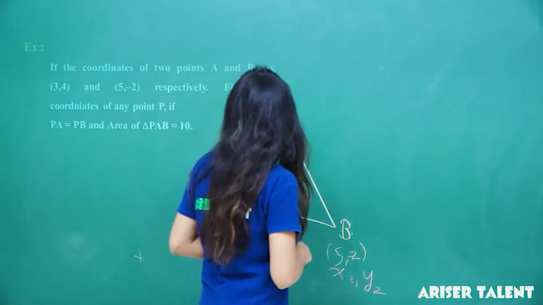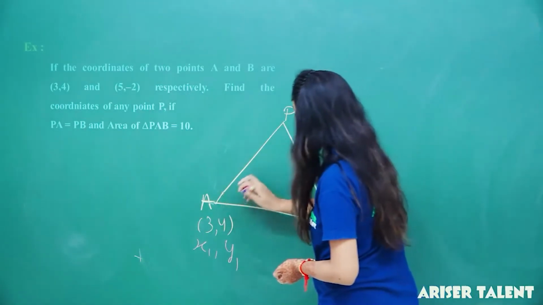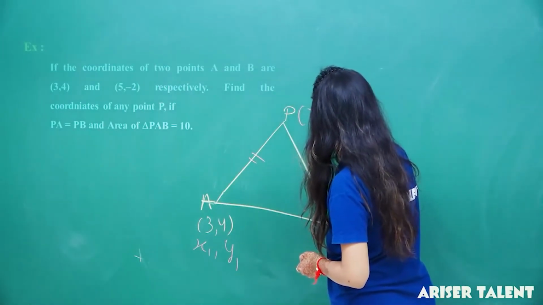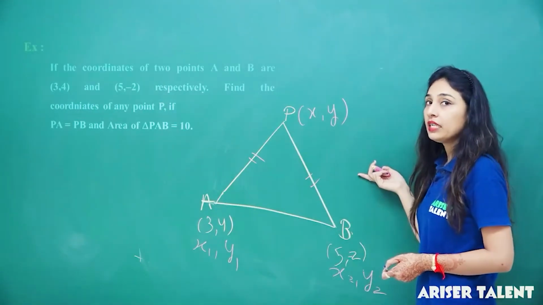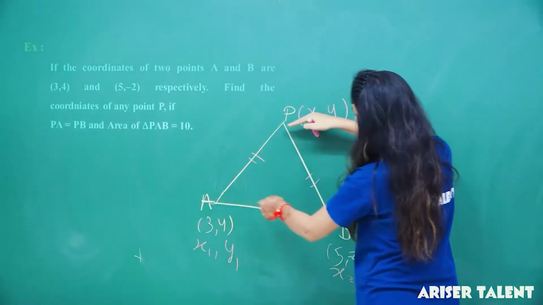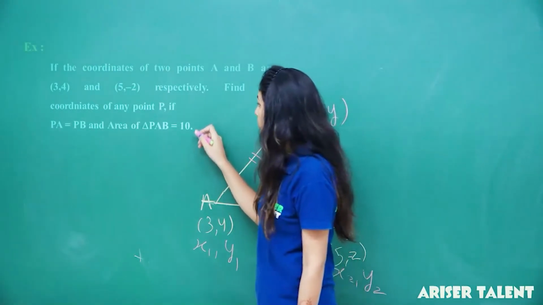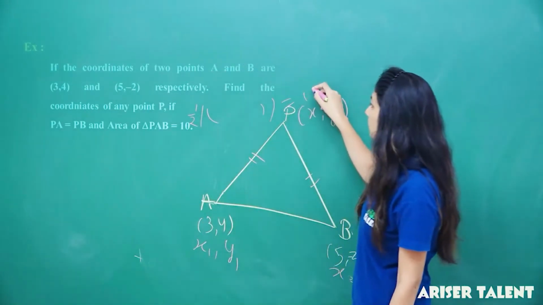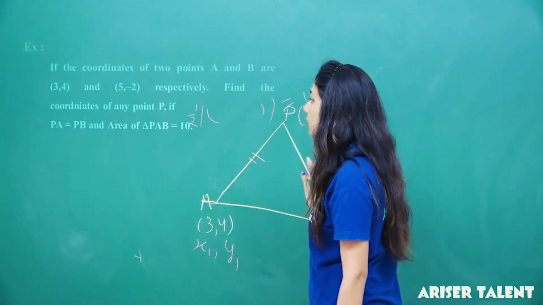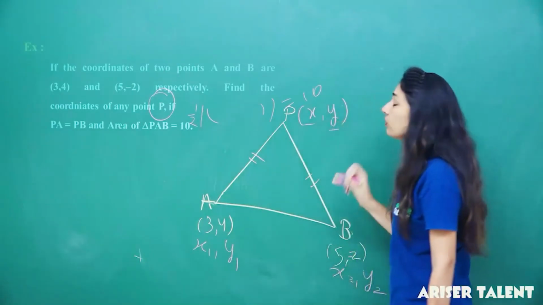Now, what it's saying is find the coordinates of any point P if PA equals to PB. So, these two sides are equal. That means if you consider these coordinates as x and y, I'm giving you a hint, the distance between these two and the distance between these two will be the same. And the area is also given. You know the formula, and that is equal to 10. Understood? So, you have been provided with this information. Now, you have to find the coordinates of the point, that means you have to find these x and y.